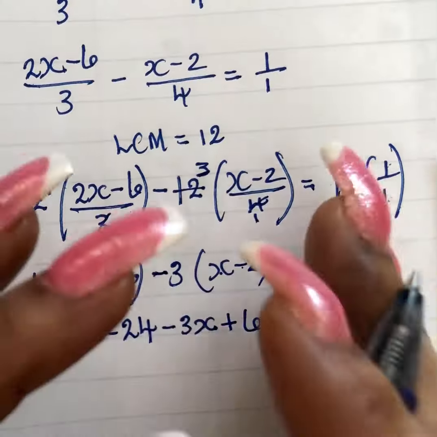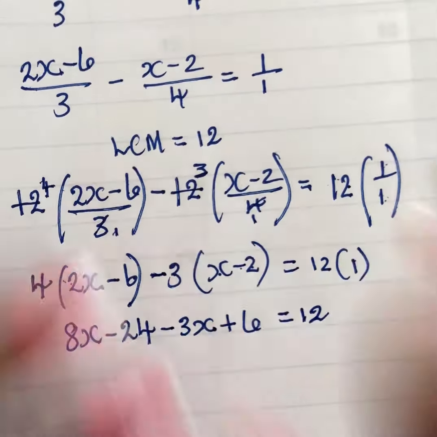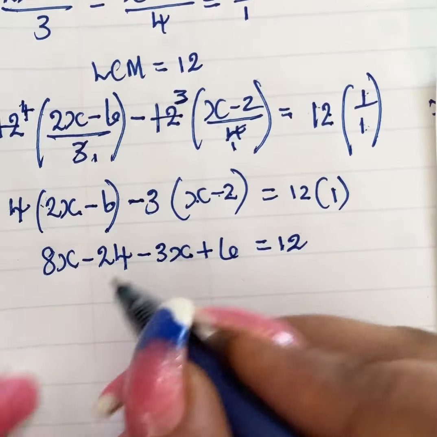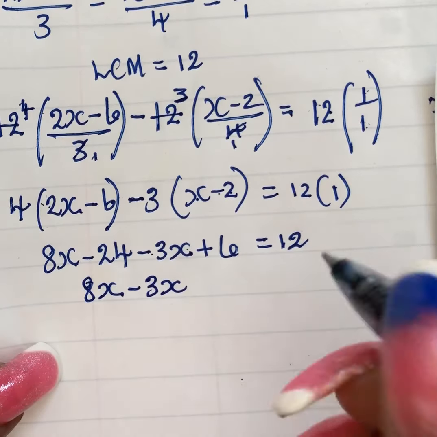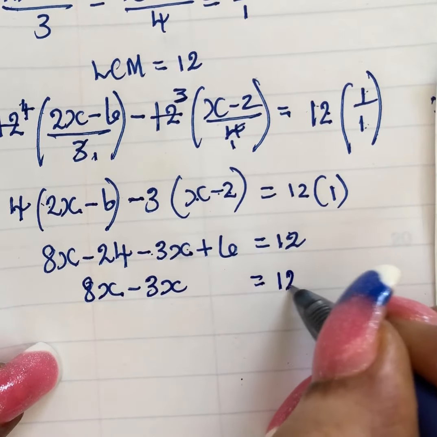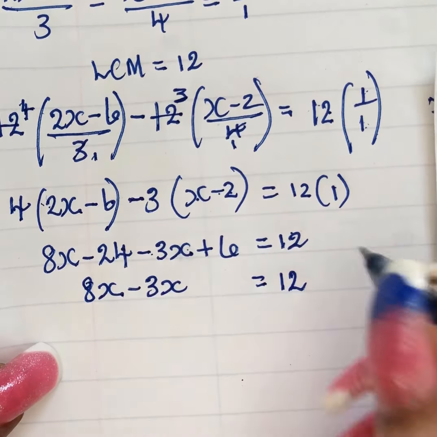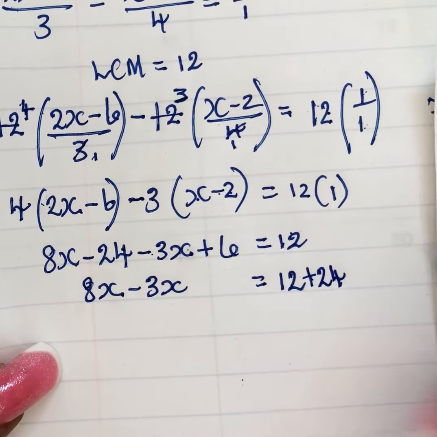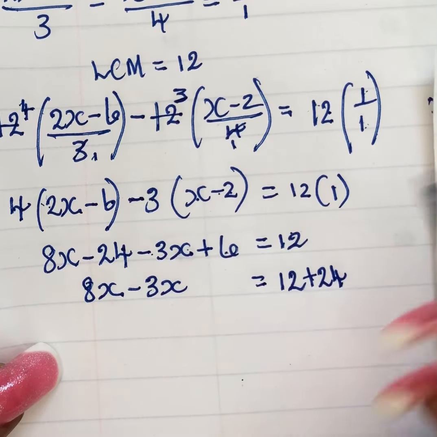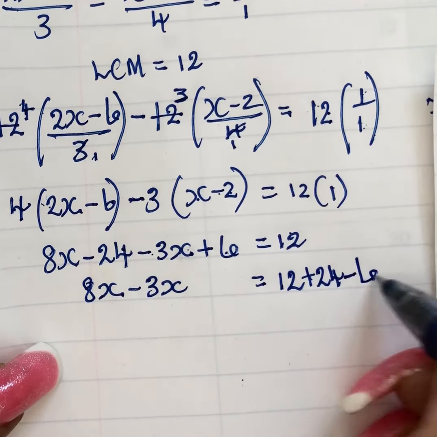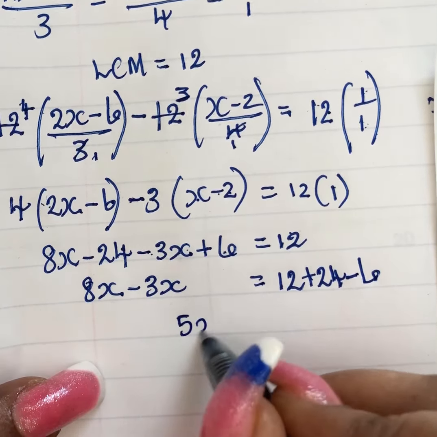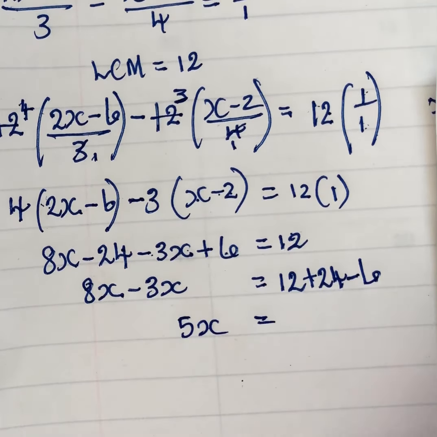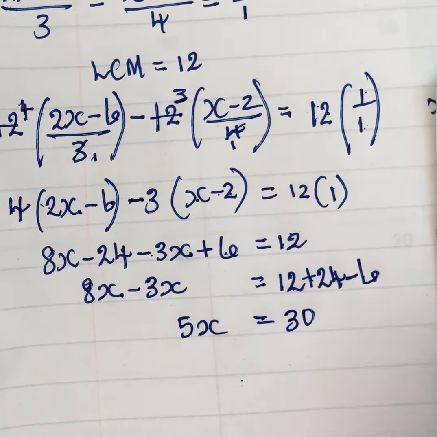I now connect like terms on the same side. Let's go. So I have 8x and I have negative 3x. On this side I have 12. I'm going to take over the negative 24 to make it a positive 24. I'm going to take over the positive 6 to make it a negative 6. And when I compute 8x minus 3x, I will get 5x. And when I add 12 to 24 and I take 6, I will have 30.